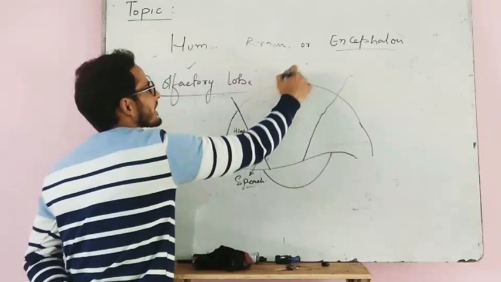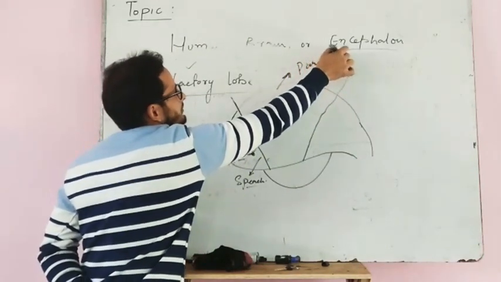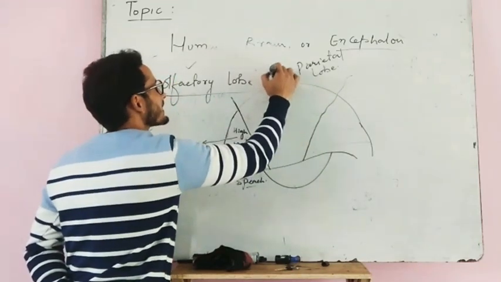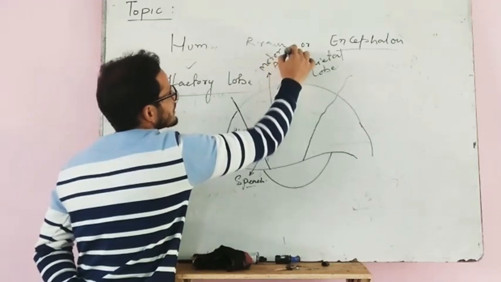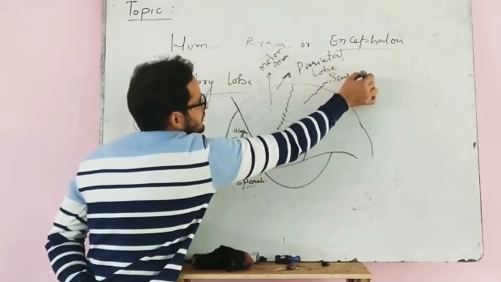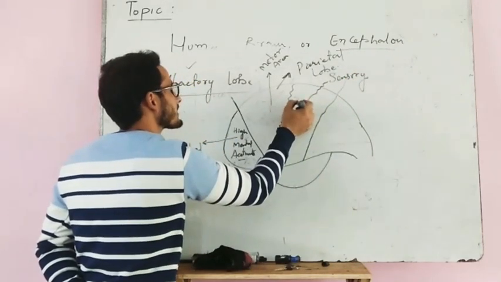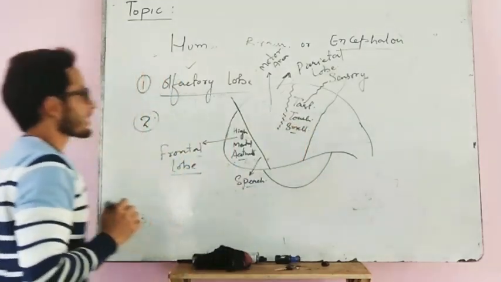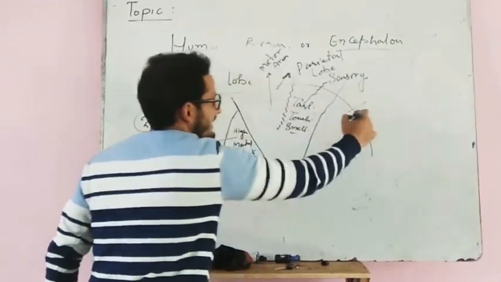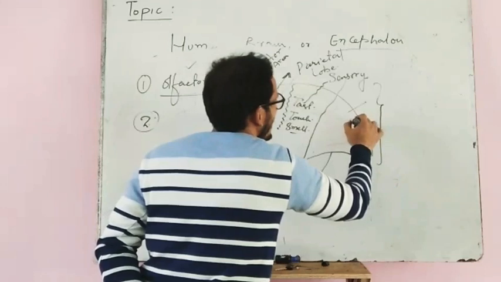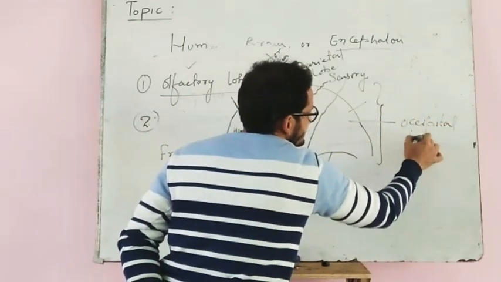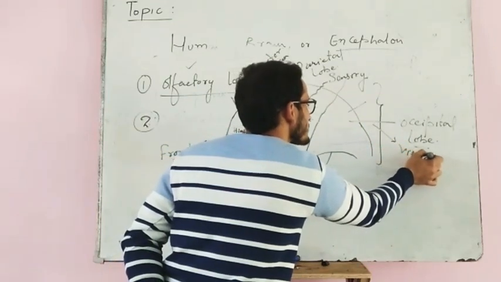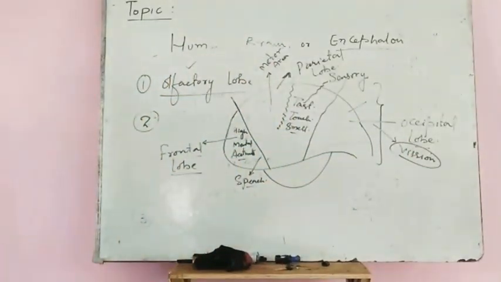And then the middle part of the cerebrum is called the parietal lobe. This parietal lobe has a motor area and a sensory area, which is responsible for the detection of taste, touch, and smell. Now the next lobe of the cerebrum, to the posterior side, is the occipital lobe. This occipital lobe is responsible for the reception of vision.